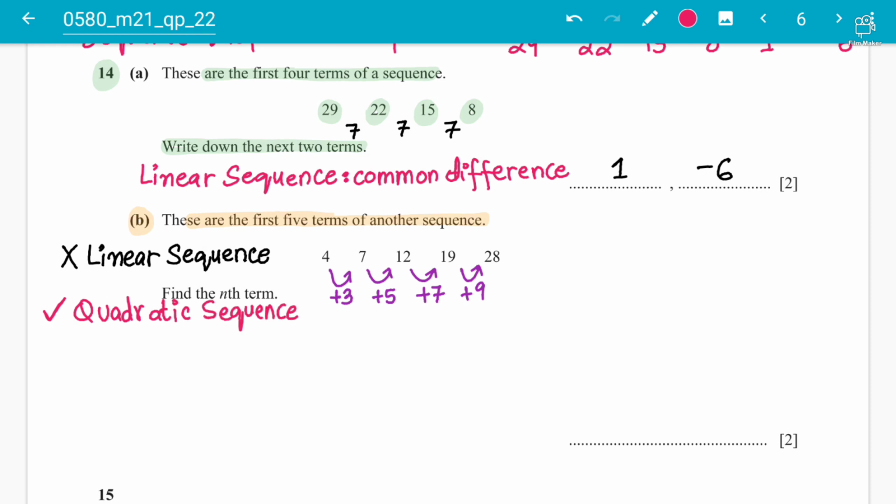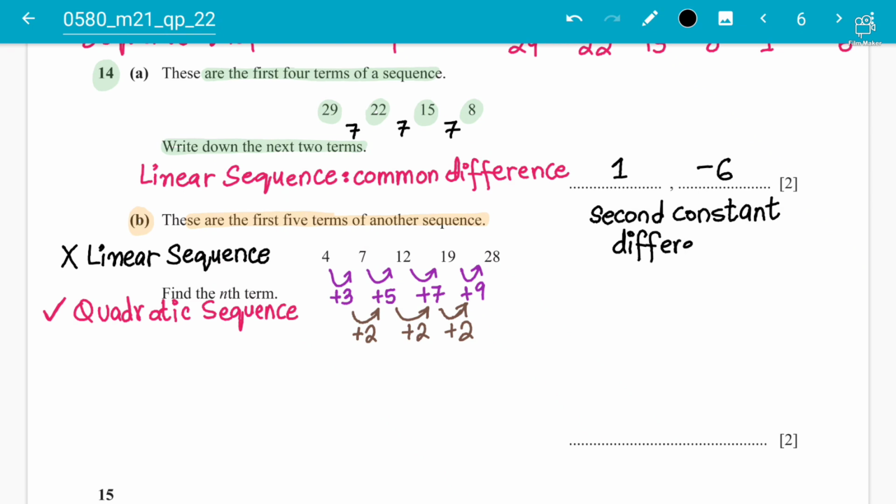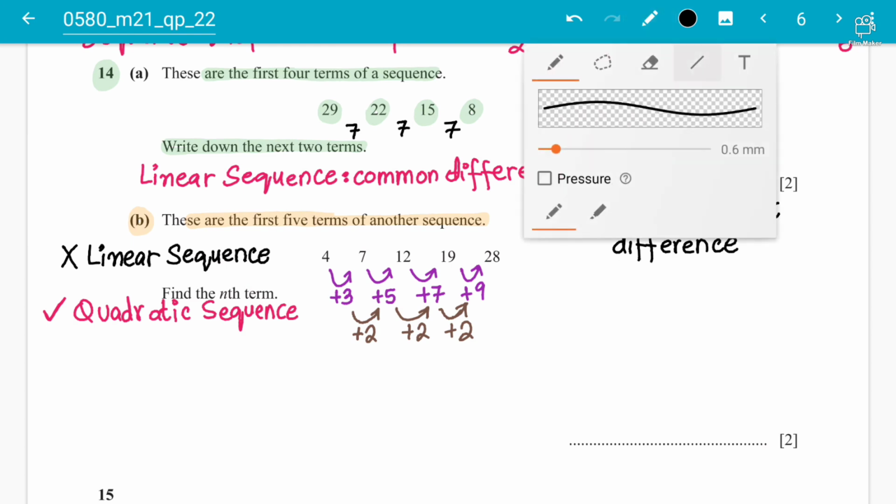In order to judge that this is a quadratic sequence, understand the importance that the second difference is going to be constant. Between 3 and 5 the difference is 2, between 5 and 7 the difference is 2, between 7 and 9 the difference is 2. So always remember, students, in order to judge whether it's a quadratic sequence or not, you have to see the second constant difference. If you find that the second constant difference is the same, then this means that it will be a quadratic sequence. Hope students get this.